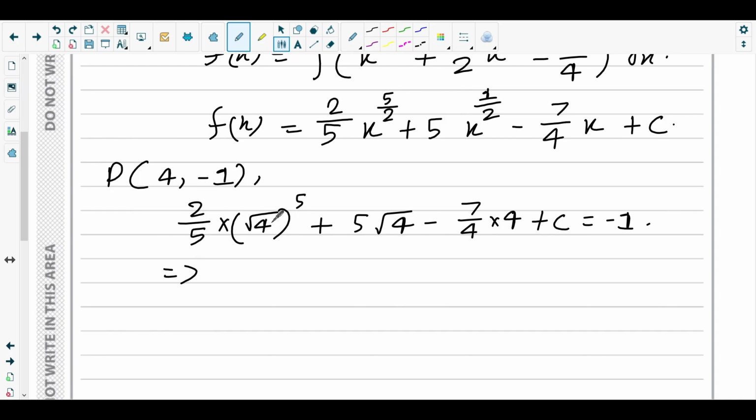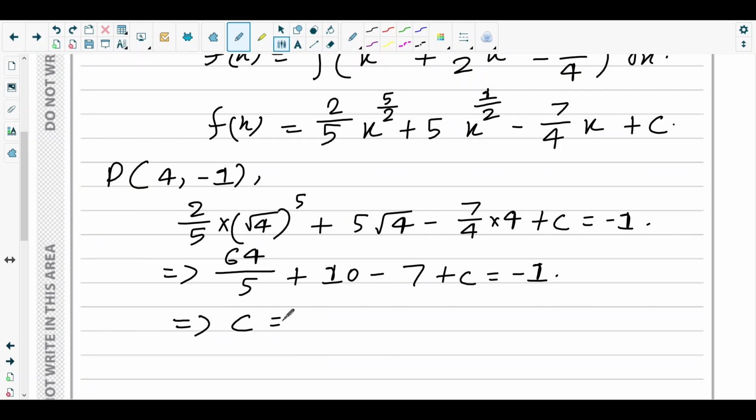Okay, so square root of 4 is 2, and 2 to the power 5 is 32. So 32 times 2 is 64 over 5, plus 10 minus 7, plus c equals negative 1. Okay, so make c the subject to get the value for c. So 64 over 5 plus 10 minus 7 gives 79 over 5. So c equals negative 1 minus 79 over 5, which is negative 84 over 5.